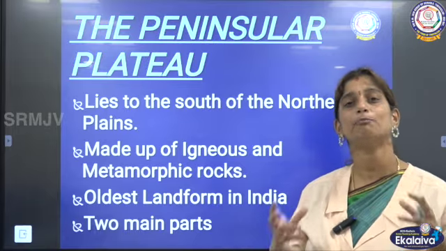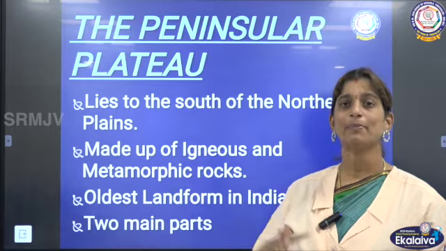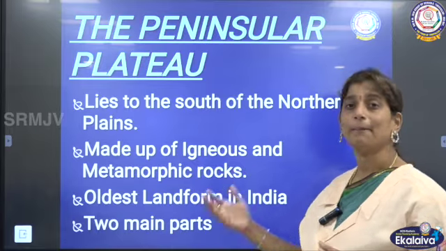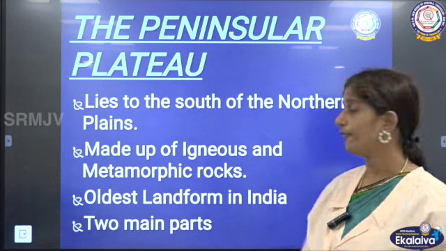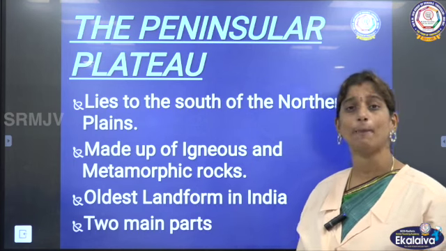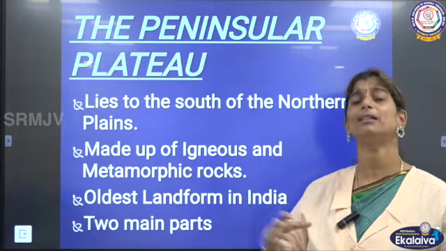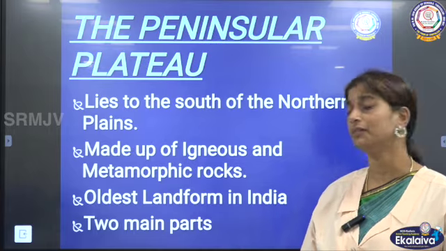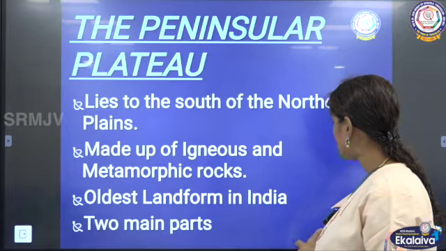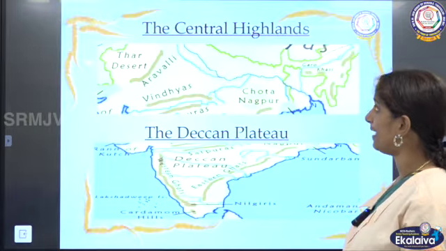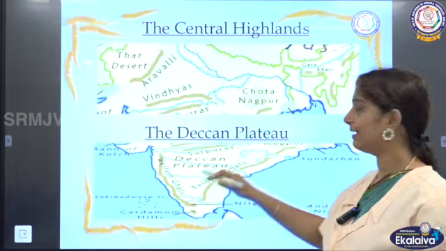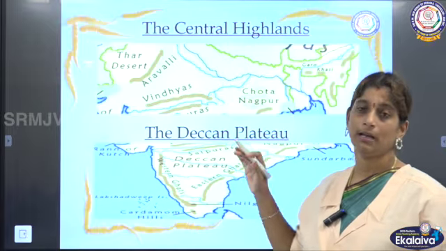These are all types of rocks. We will be learning about this in your later classes. So they are made up of igneous and metamorphic rocks. It is the oldest landform in India. The plateaus are the oldest landforms of our country, and there are two main parts of these plateaus: one is the Central Highlands and the other one is the Deccan Plateau.